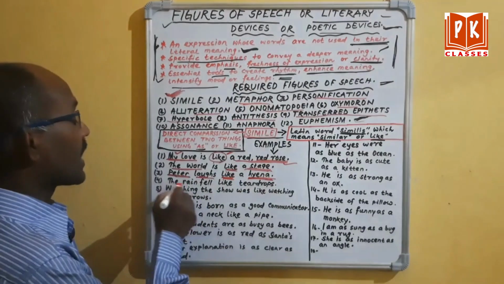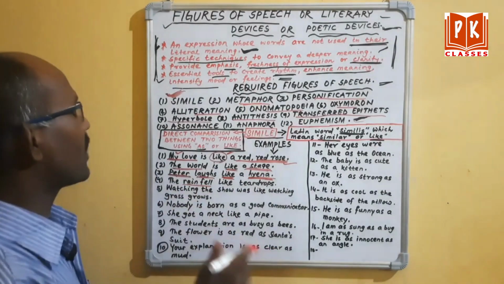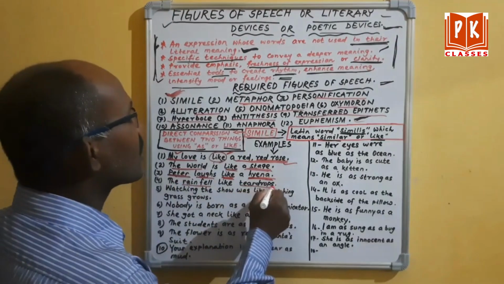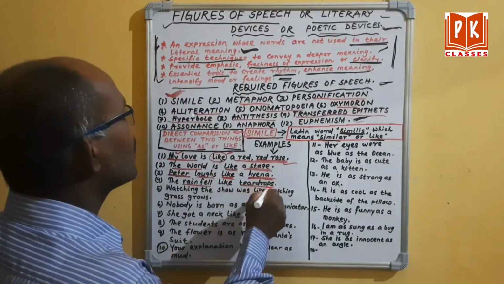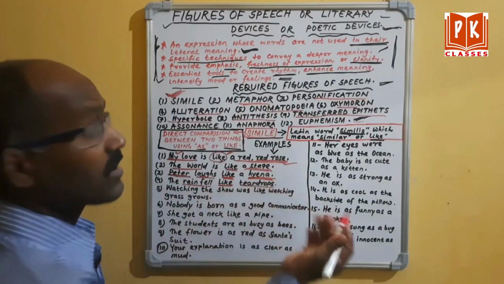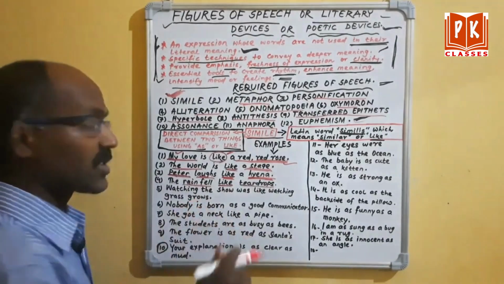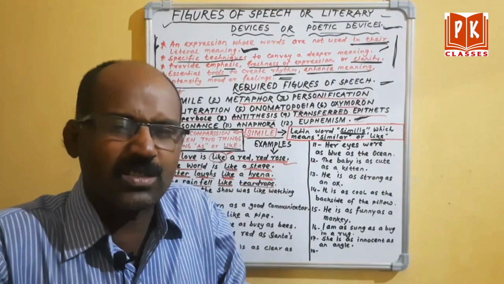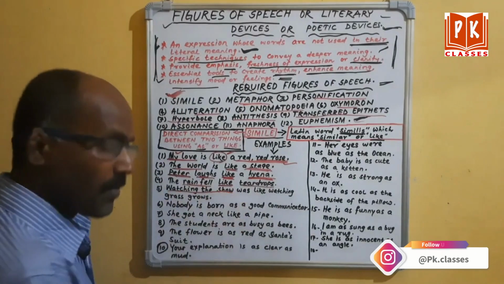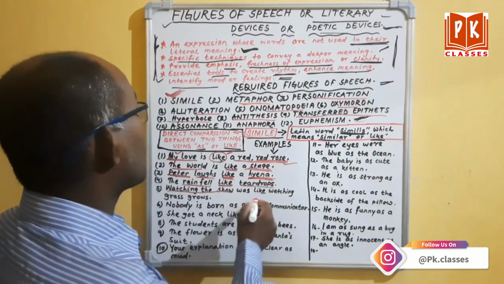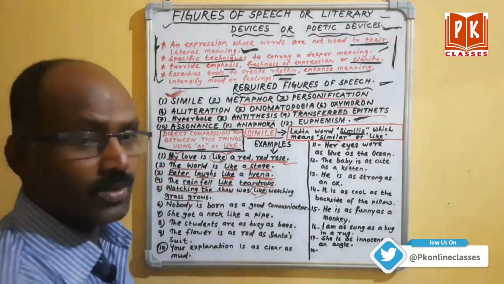Then come to "The rain fell like teardrops." How is the rain falling? The rain fell like teardrops. Here the rainfall is compared with teardrops and "like" is used. So this is also a simile. Okay. "Watching the show was like watching grass grow." Have you seen grass grow? Slowly grass grows, like that. If you are watching a movie, that is compared to watching grass grow. "Like" is used. Clear? So this is also a simile.